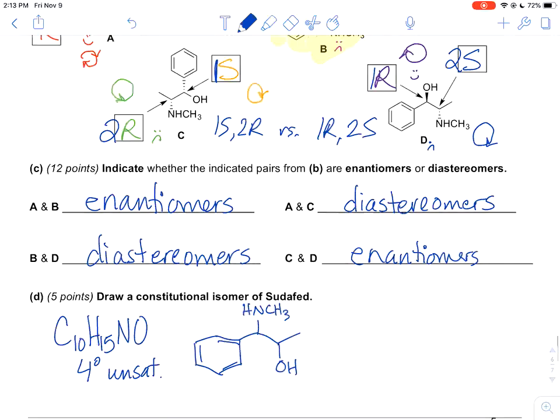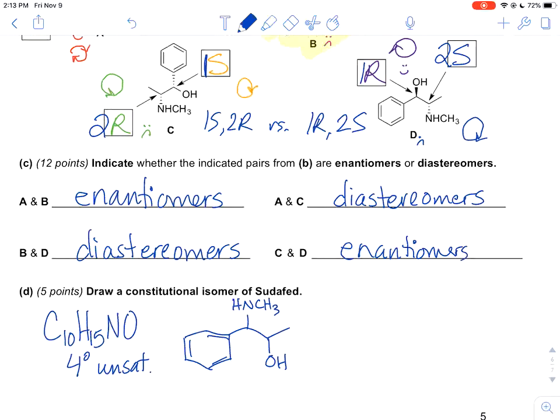Another one, if you wanted to take the ring system totally out of it, but still have 4 degrees of unsaturation, you could have 1, 2, 3, 4, 5, 6, 7, 8, 9, 10 carbons, but you would still need to have 1, 2, 3, 4 degrees of unsaturation. Somewhere include that oxygen, and somewhere include that nitrogen. 10 carbons, 15 hydrogens, 1 nitrogen, and 1 oxygen. And that's the deal with constitutional isomers. Same number of atoms, different connectivity. Not only differing by the three-dimensional structure.